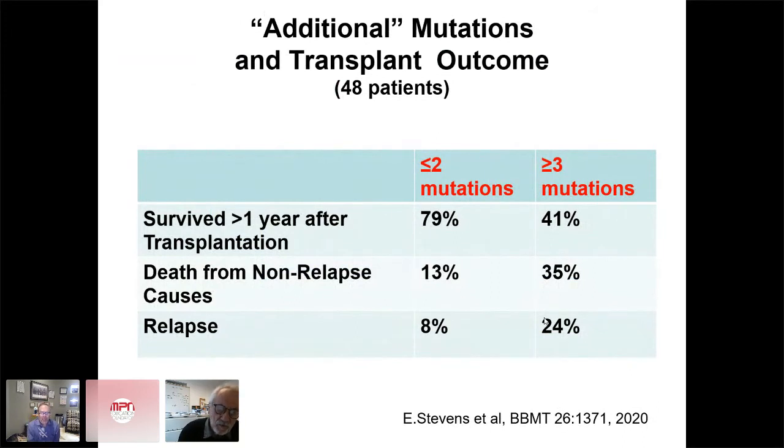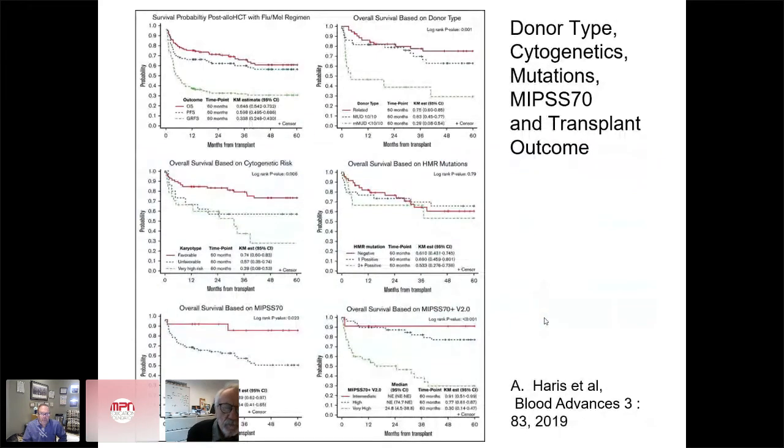Again, 2 or fewer mutations compared to 3 or more mutations. Survival is clearly inferior with a higher rate of mutations related to both non-relapse and relapse mortality. Next slide. This looks complex, but it is a simple slide. Very nice data put together by Dr. Harris from City of Hope.